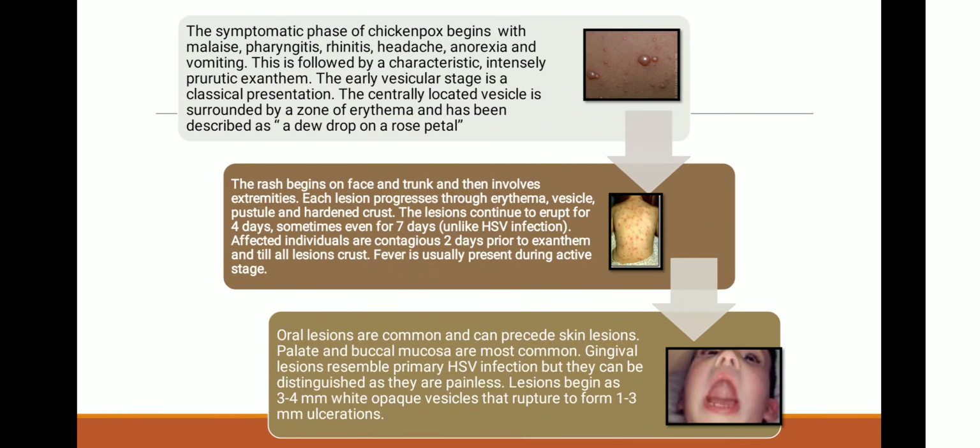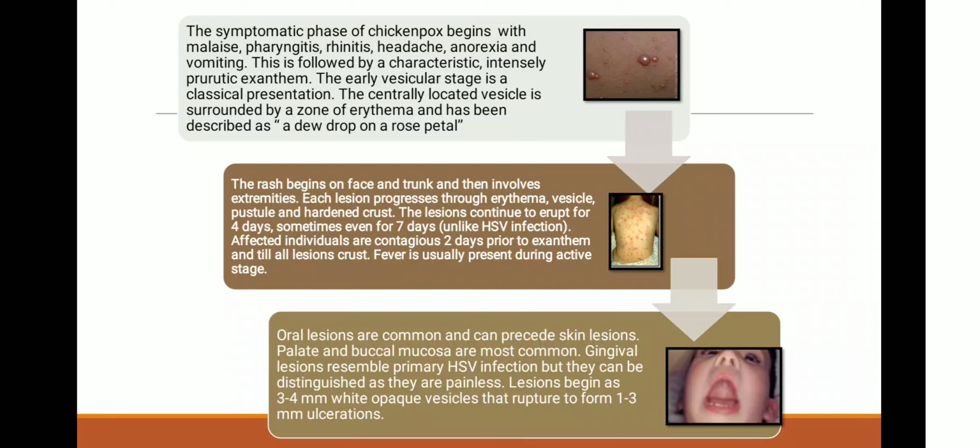If we look back to the chickenpox, the symptomatic phase of chickenpox begins with malaise, pharyngitis, rhinitis, headache, anorexia, and vomiting. It is a pruritic exanthem. The early lesion, as you can see in the pic also, is like a dewdrop on a rose petal. The rash begins on the face, then on the trunk, as you can see in pic number 2, and each lesion progresses through erythema, vesicle, pustule, and a hardened crust.